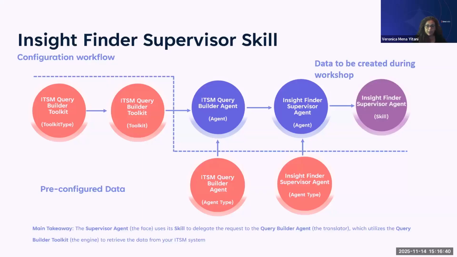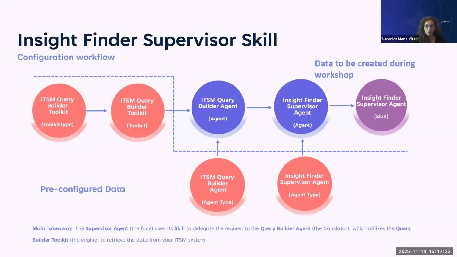After establishing the connection to your LLM provider, we will first create the agent that is called the ITSM Query Builder agent. Next, we will create the Insight Finder Supervisor agent. However, before creating the component marked in purple, we must update the Insight Finder Supervisor agent at the data record level. This involves adding the specific JSON code required for the agent to work properly. As the final step, we will create the Insight Finder Supervisor agent skill, marked in purple, and link it directly to the Insight Finder Supervisor agent that we previously created.